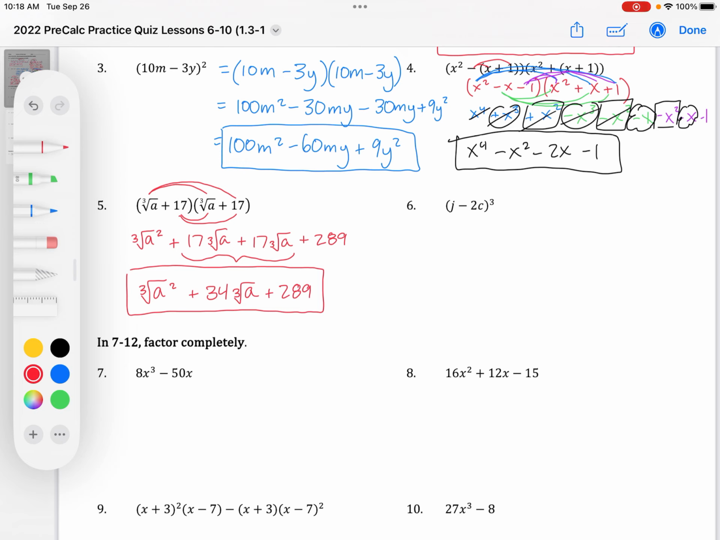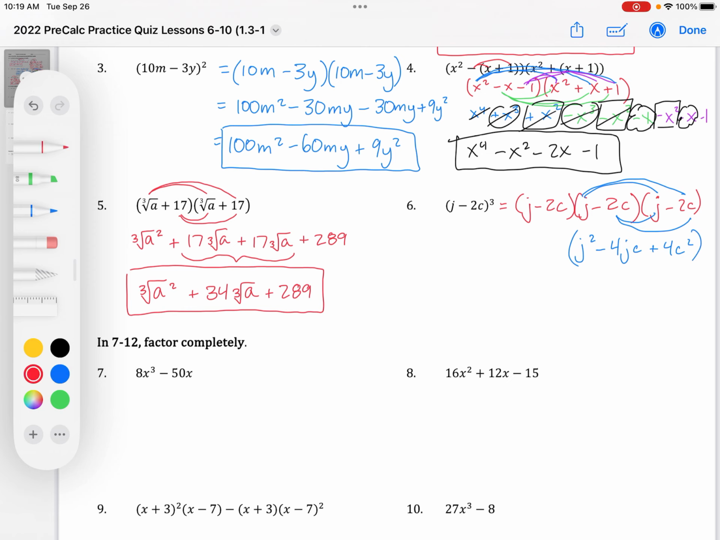Okay, number 6, first step is to rewrite this 3 times. So j minus 2c is going to be repeated 3 times. And then let's FOIL. I'm going to FOIL the back 2 and then distribute that front 1. So this is j squared, and then it's minus 2jc minus 2jc. So that'll be minus 4jc. And then if you do the last, that's going to be plus 4c squared.